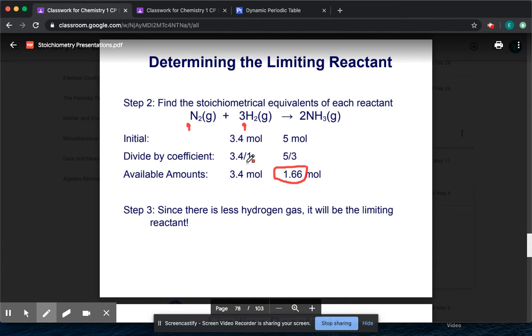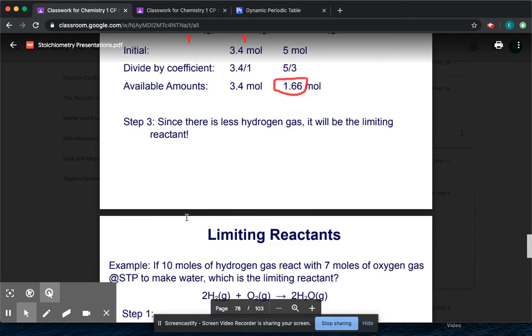What this division does is it tells you how many times you can do the reaction. So if we were just looking at the nitrogen, we can do this reaction 3.4 times. If we were looking at the hydrogen, it only lets us do the reaction 1.66 times, okay? So because this number is smaller, that means this is the one that's going to run out first. And that is how you determine the limiting reactant.